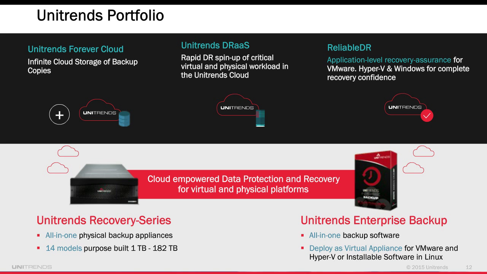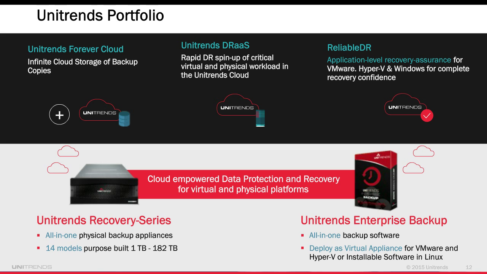So recovery assurance is baked into the Unitrends portfolio. For those of you who are familiar with Unitrends, this slide should be pretty familiar. For those of you who are not, this is describing the high level of Unitrends' portfolio. We have both Recovery Series physical appliances. These are a hardware solution that's a PBBA that ranges in size from 1 terabyte up to about 182 terabytes of storage. But we also have a software product called Unitrends Enterprise Backup, which is an all-in-one backup software solution that deploys as a virtual machine into VMware or Hyper-V if you're a Microsoft customer.